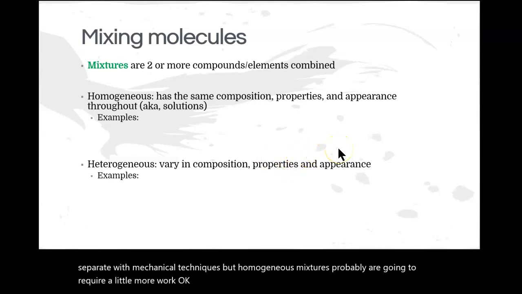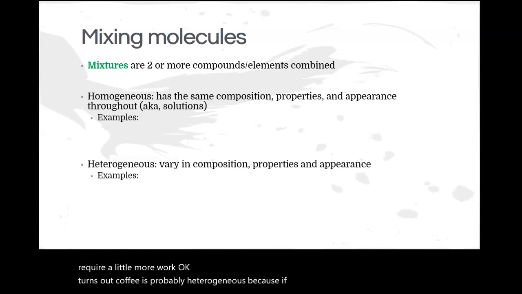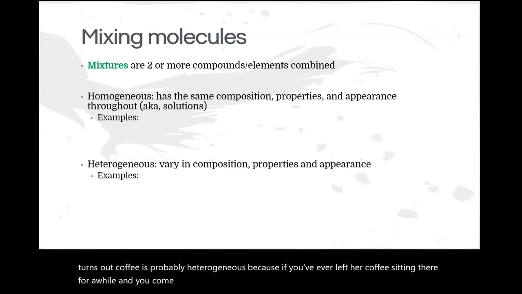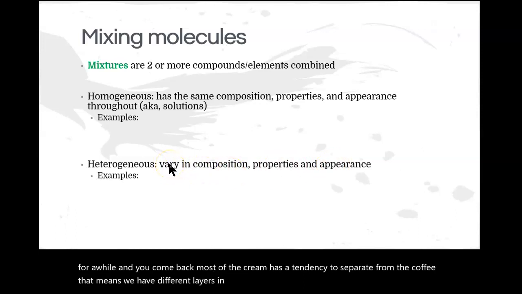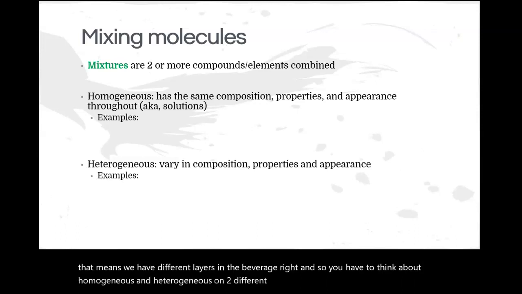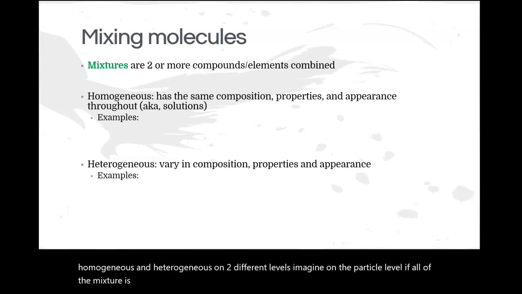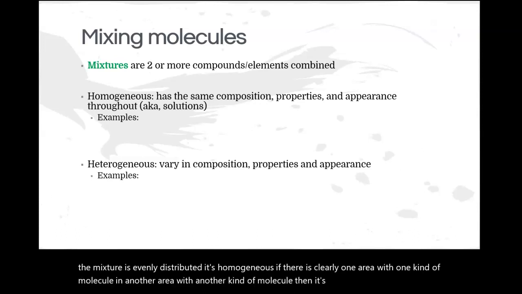Turns out coffee is probably heterogeneous because if you've ever left your coffee sitting there for a while and you come back, most of the cream has a tendency to separate from the coffee. That means we have different layers in the beverage, right? And so you have to think about homogeneous and heterogeneous on two different levels. Imagine on the particle level, if all of the mixture is evenly distributed, it's homogeneous. If there is clearly one area with one kind of molecule and another area with another kind of molecule, then it's heterogeneous.